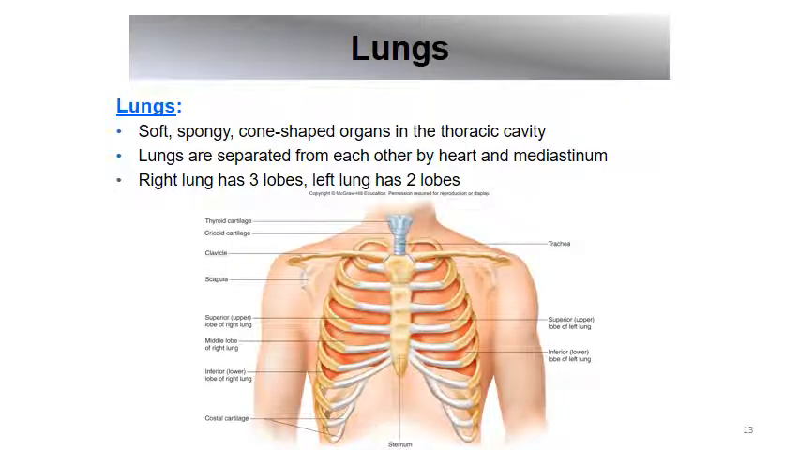Okay, next the lungs. We're going to learn that the right lung is larger. It has the 3 lobes. The left lung has the 2 lobes here. We're going to see these on the pictures that I'll give you.